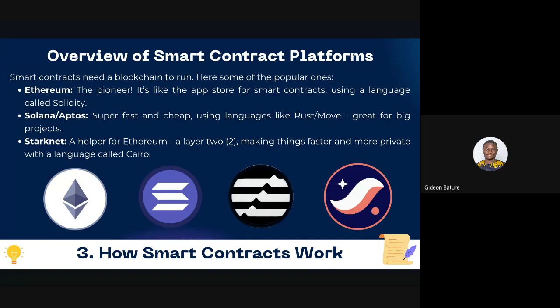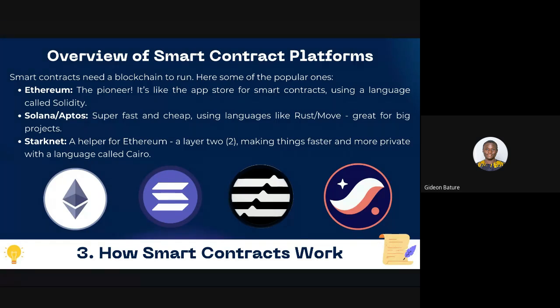Yeah. So I think Solana too has a low gas fee, actually. And Solana makes use of Rust, while Aptos makes use of Move. So Starknet, of course, I know the majority of us on this call will likely have an idea of Starknet. Starknet is a layer 2 blockchain that runs smart contracts too. So it makes it faster. It helps to scale Ethereum, making it faster for you to run transactions on Ethereum. And it also makes use of Cairo as the programming language.